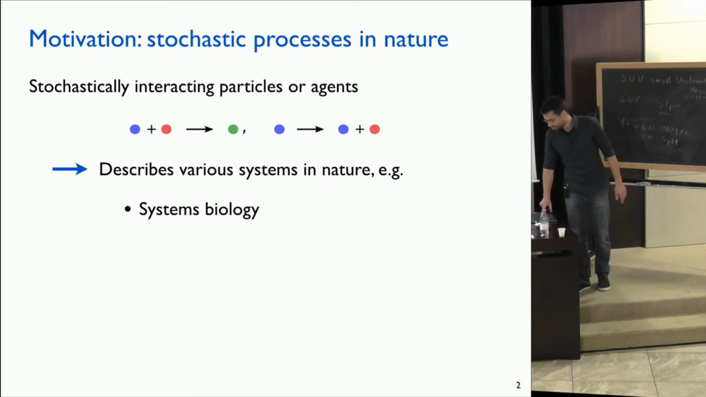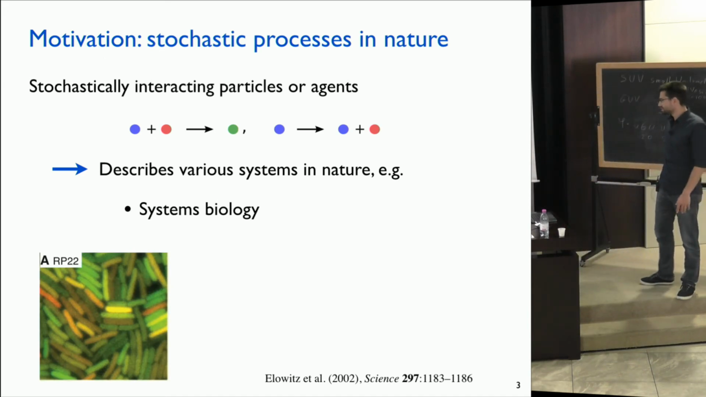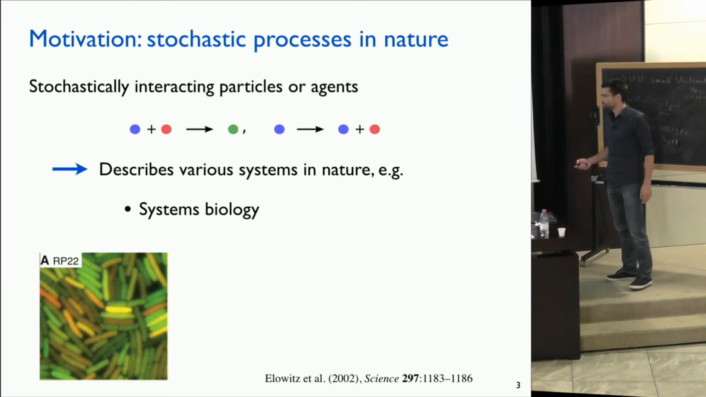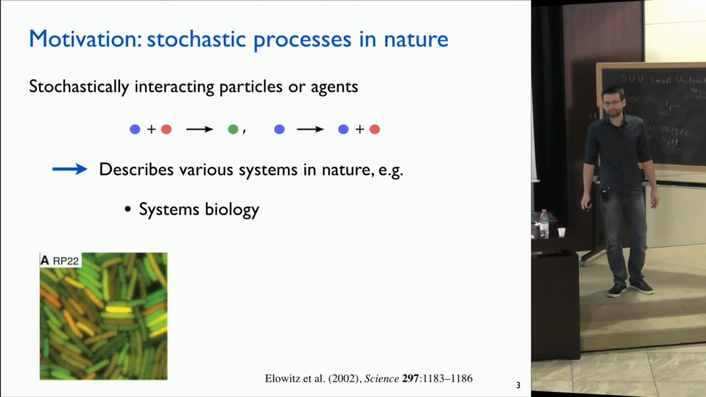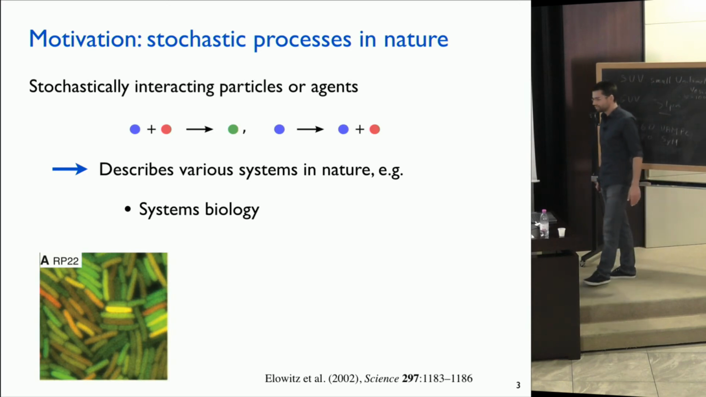And actually, here I've been lying. I said there would be no experiments, but I have some experimental data, not my own, unfortunately. So this experiment was done by Eduard and co-workers in 2002. And what they did is they took E. coli bacteria and tagged two different genes with two different colors, yellow and green.